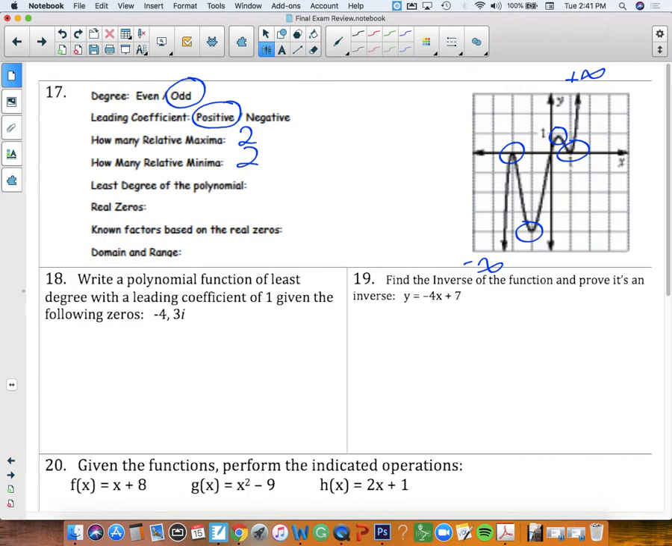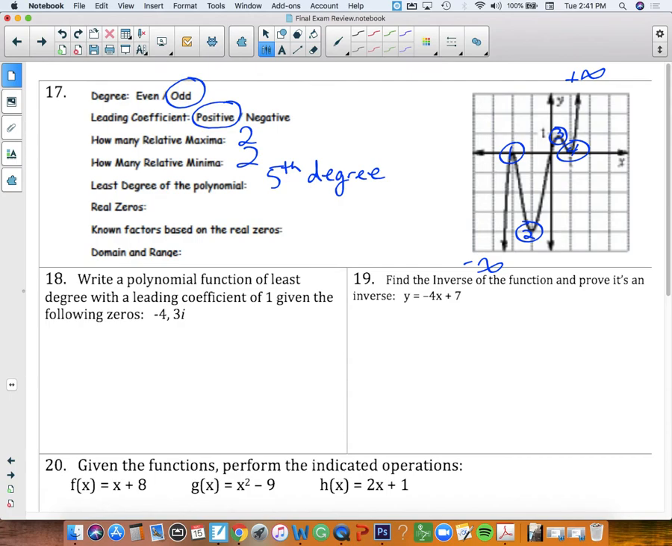Least degree of the polynomial. So if you don't remember this one, there was kind of a little trick to determining this. You can look at all the roots if you want to, but that's kind of a headache. Just look at the number of maximums and minimums and add 1. So we have 1, 2, 3, 4 potential maximums and minimums. So that means we must have at least a 5th degree. It's n plus 1.